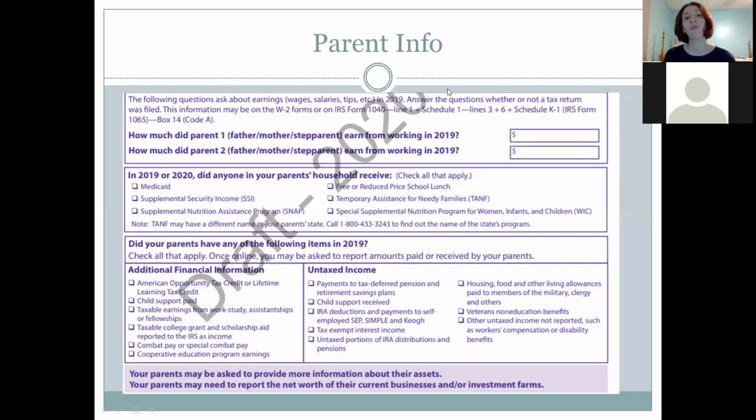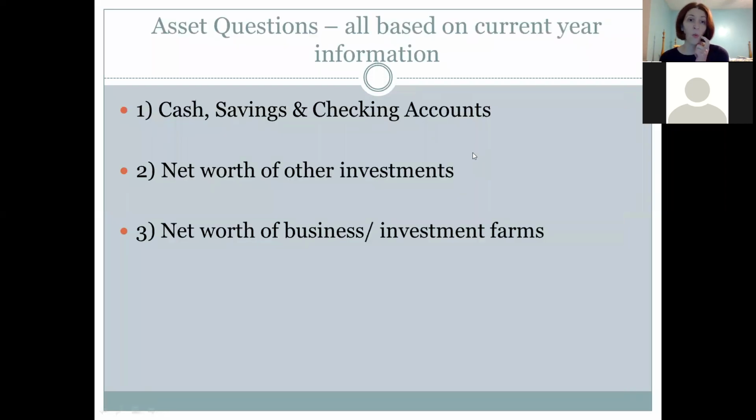So based upon all that information from above, it may ask you to report your assets. If it does, what you would have to provide is what is in your cash, savings, and checking accounts as of the day you're filling out the FAFSA. It's going to ask for the net worth of other investments. Again, not your 401ks, not stocks or bonds. The net worth of if you have a business or potentially an investment.